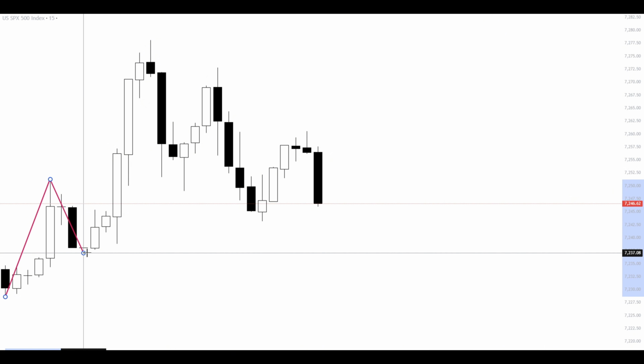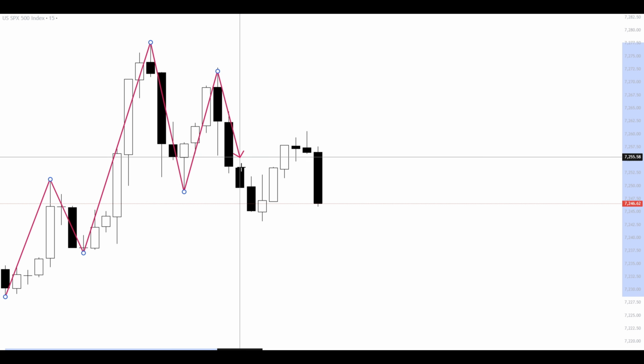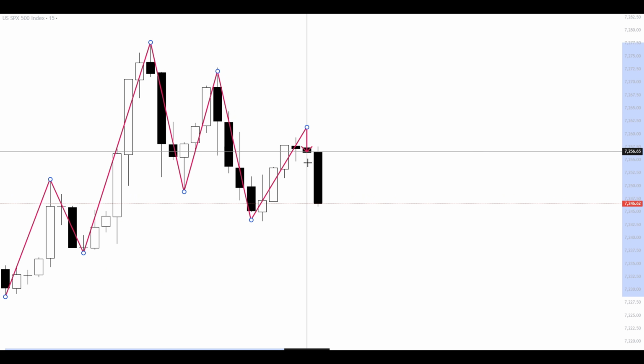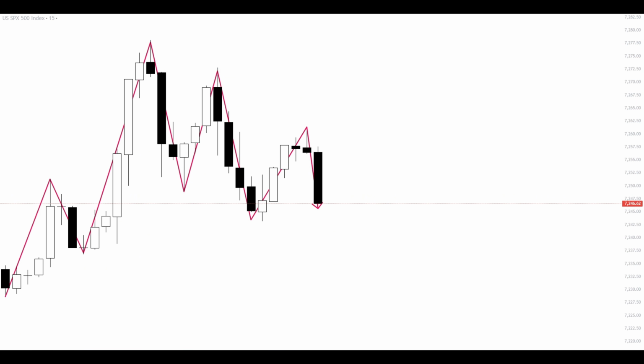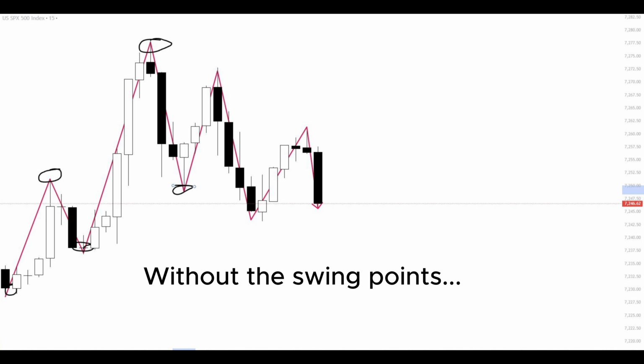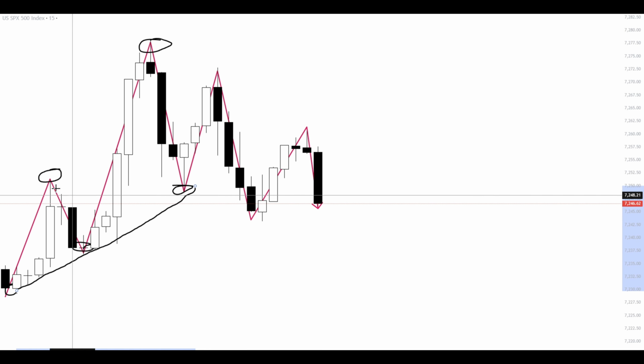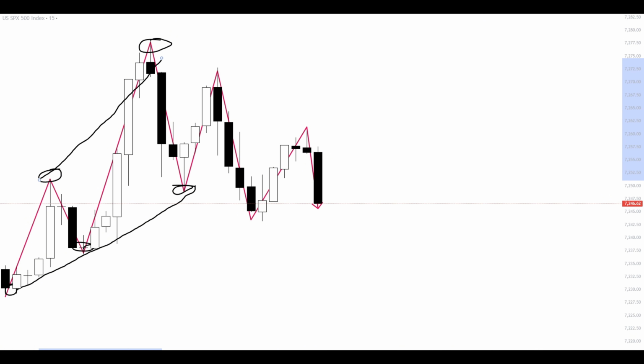If you're a frequent viewer of my channel, you've probably seen how I mark the directional bias with these arrows and lines. This simple directional analysis is a lot more important than it looks, and so many people skip it. This quick analysis shows you the swing points the market has been forming, and without knowing the swing points, you can't understand the trend. For example, we see how these swing points had higher lows, and they also had higher highs. Those are swing points of an uptrend.